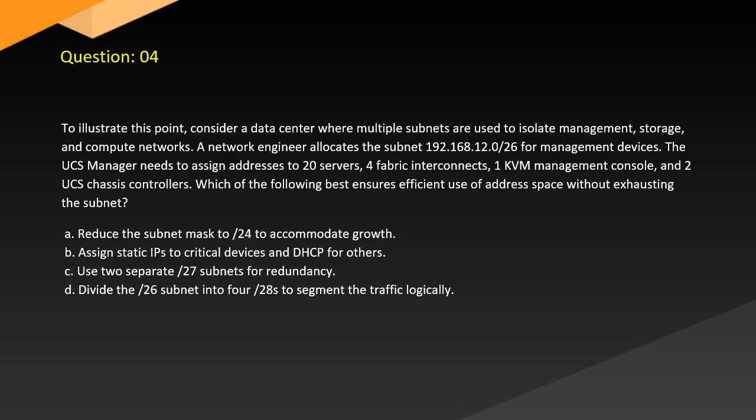A. Reduce the subnet mask to /24 to accommodate growth. B. Assign static IPs to critical devices and DHCP for others. C. Use 2 separate /27 subnets for redundancy. D. Divide the /26 subnet into 4 /28s to segment the traffic logically.